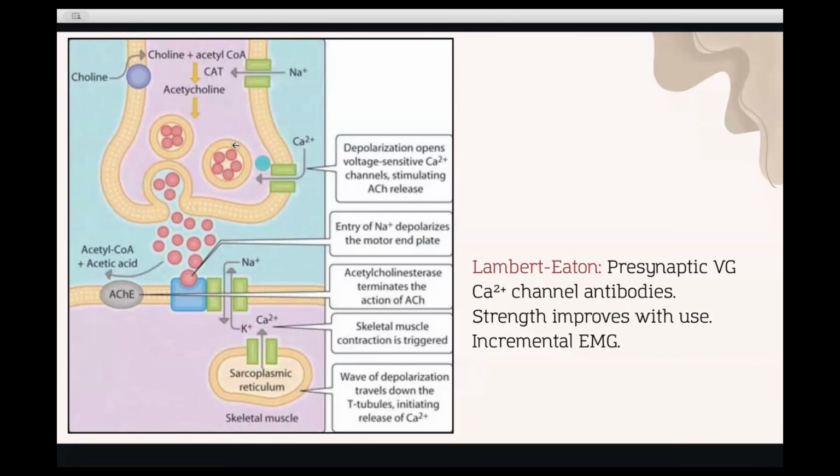So, in order for acetylcholine to be released from the neuron and to be attached to the postsynaptic receptor, voltage-gated calcium channels need to open in order for calcium to enter and this acetylcholine to be released. So what happens in the Lambert-Eaton disease, we have presynaptic voltage-gated calcium channel antibodies. So we no more have this channel over here, so no more calcium influx, so no more acetylcholine release. And by that, we can't have a contraction.